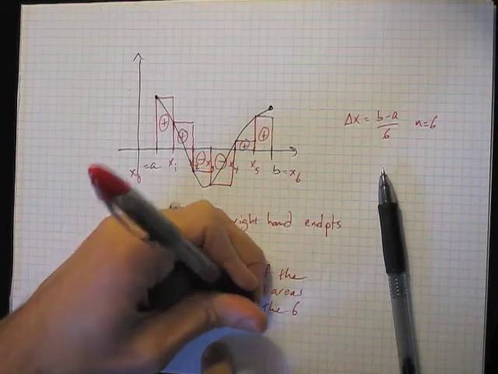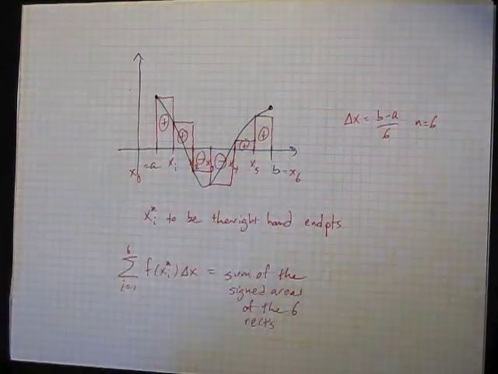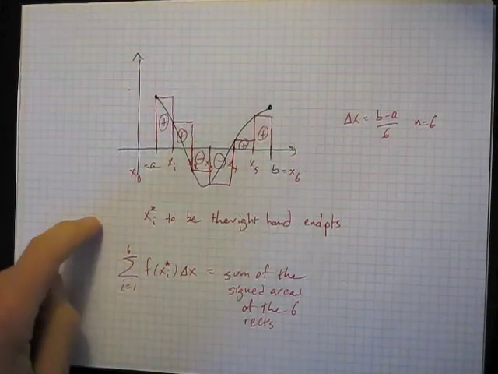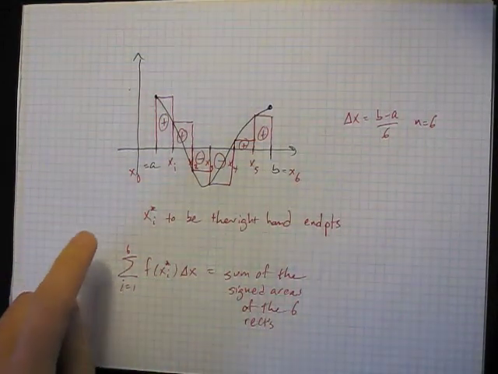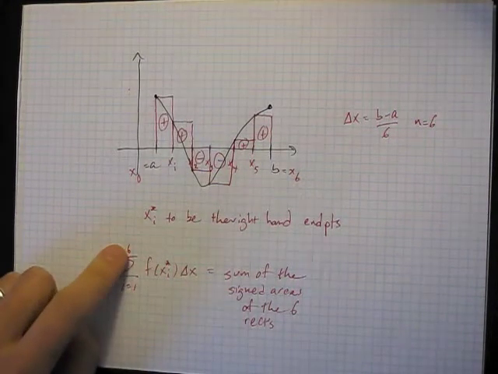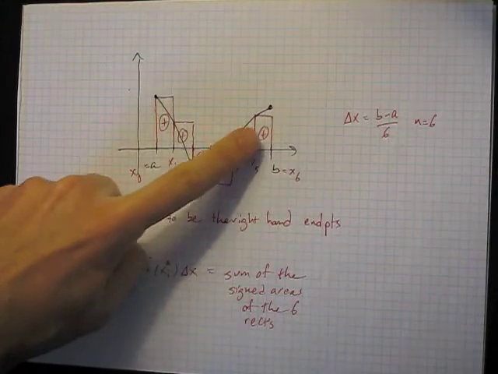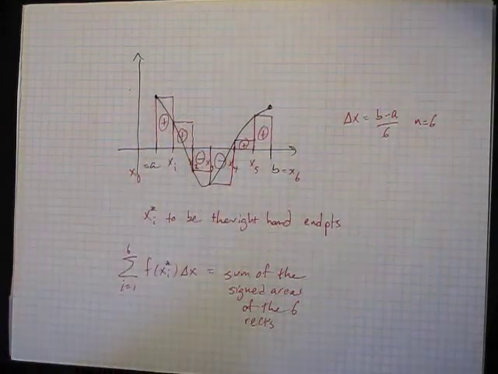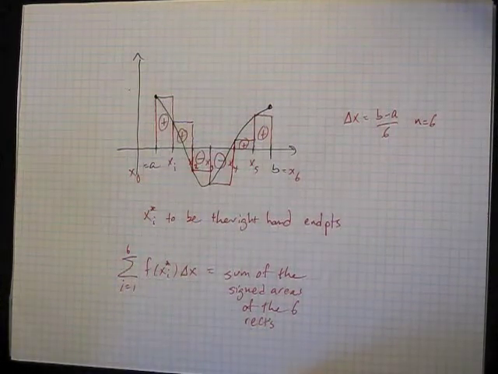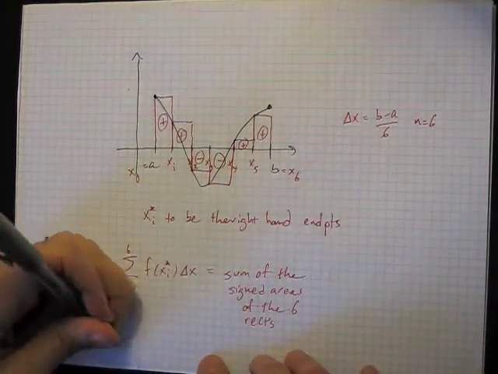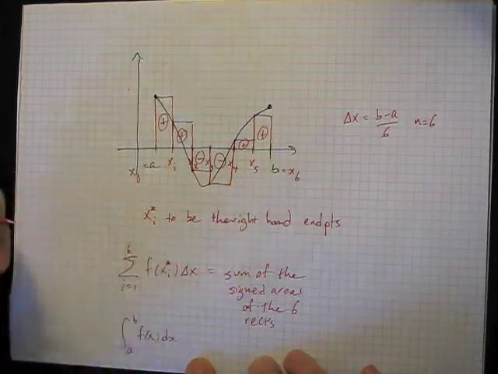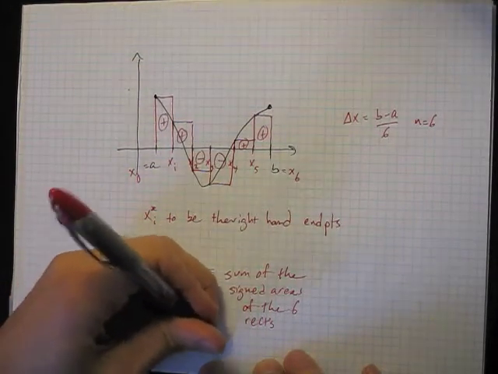The 6 rectangles. Okay, so this is what the Riemann sum represents in this case when n equals 6. If we were to allow that 6 to become larger and larger, then these rectangles would become thinner and thinner, and there would be more and more of them, and you would get an approximation to the actual area under the graph. So the definite integral in this case from a to b would be the signed area under the whole graph.